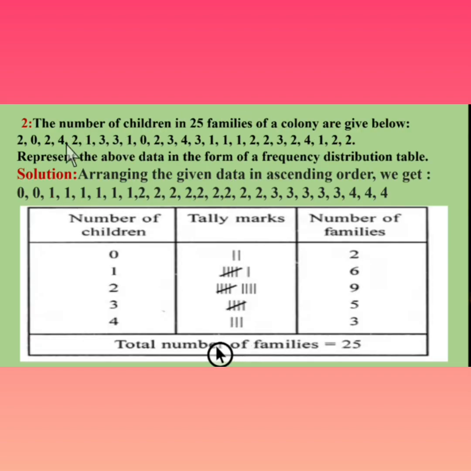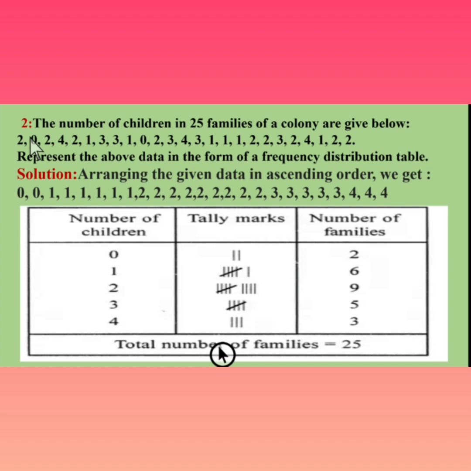Next is question number two. The number of children in 25 families of a colony are given below. So these are the numbers of children in the 25 families. Now represent the above data in the form of a frequency distribution table. So first we arrange this data in ascending order.